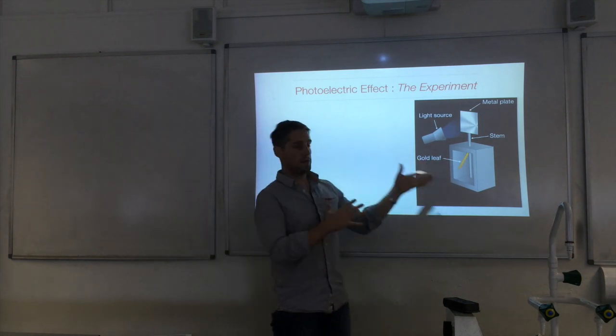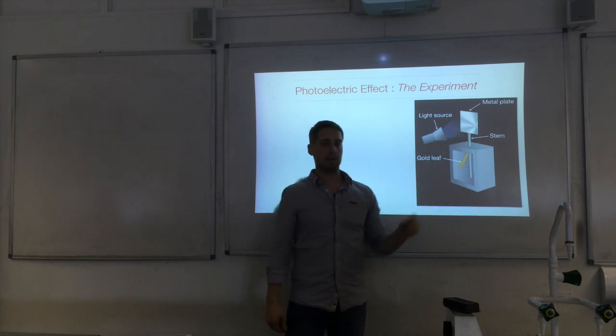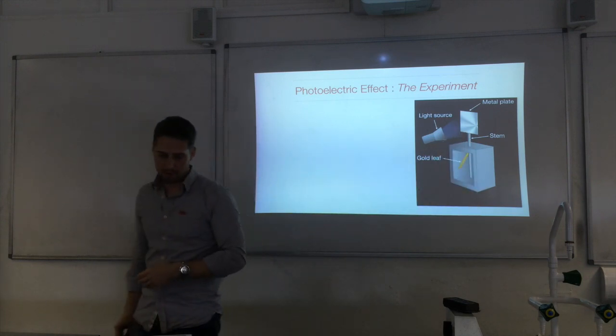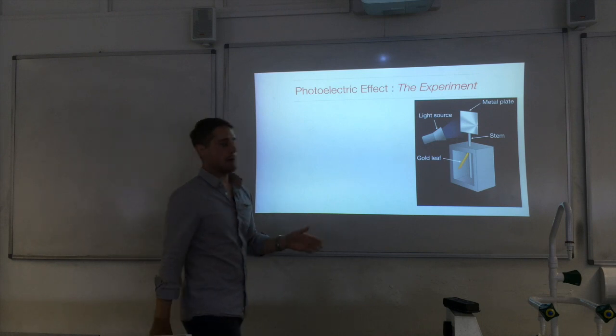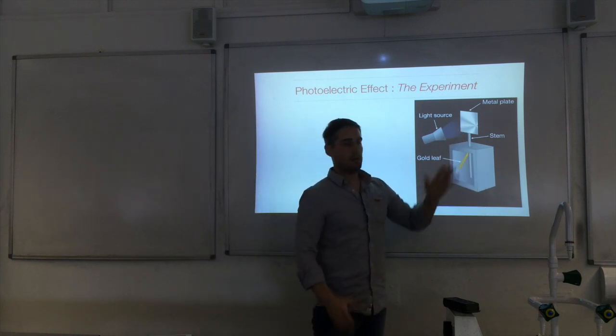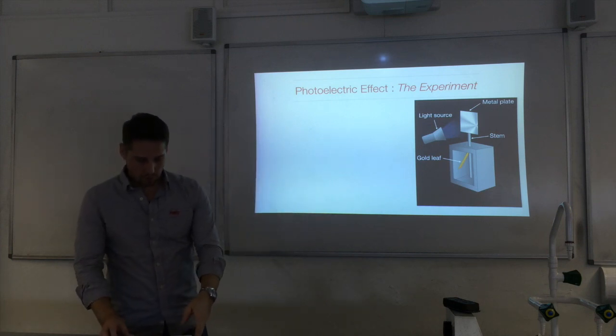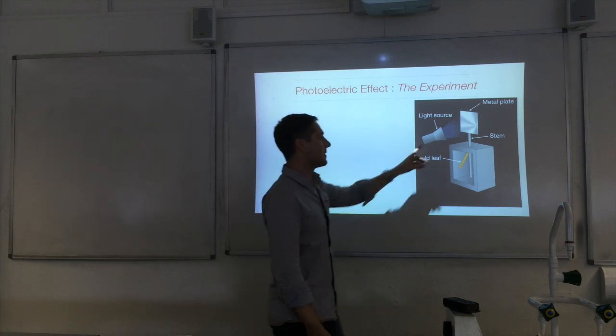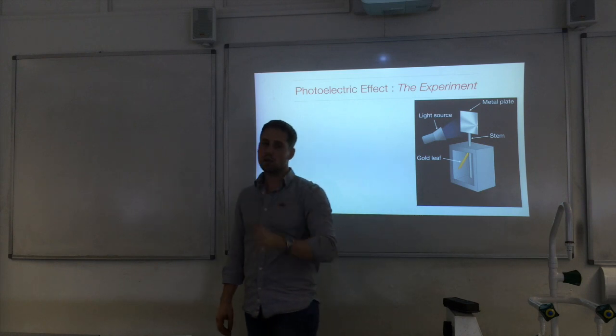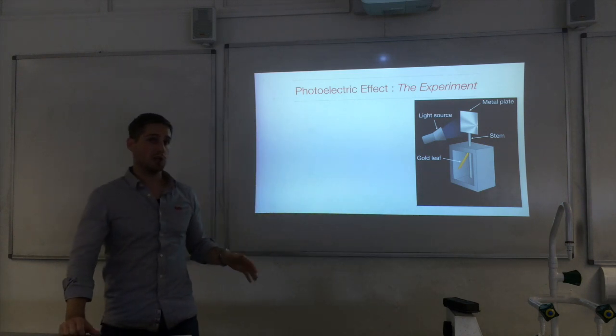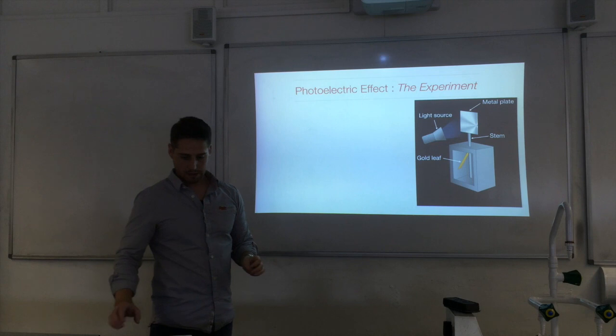Okay? Now what we do in the photoelectric effect is we attach a metal plate to the stem. We're going to use a zinc plate in this case. And we make sure the surface is nice and clean. And we negatively charge that plate. Now the photoelectric effect does not work if the plate is positively charged. It needs to have a negative charge.